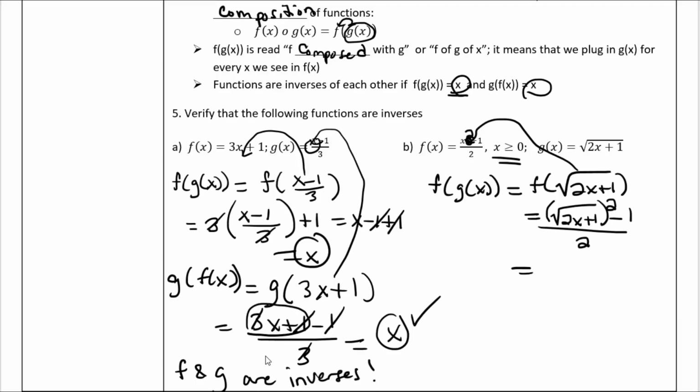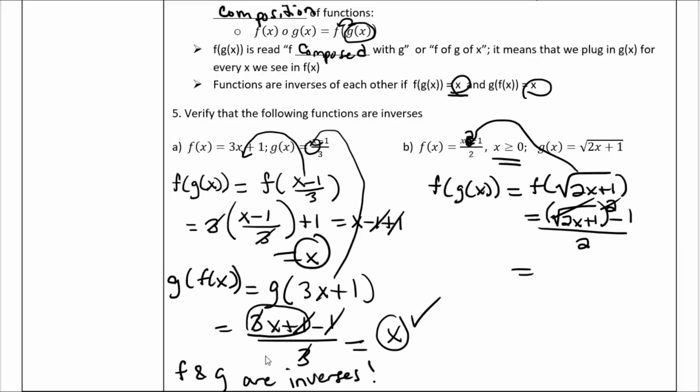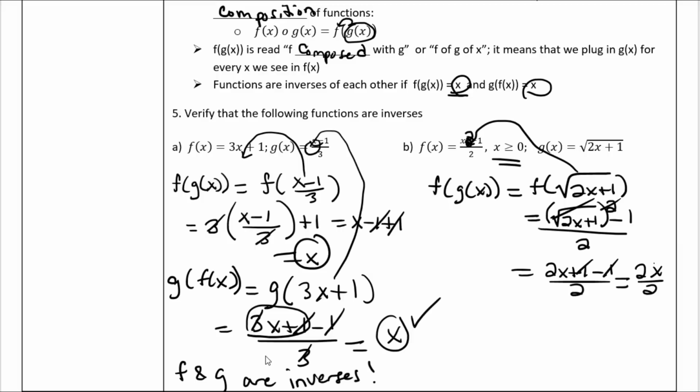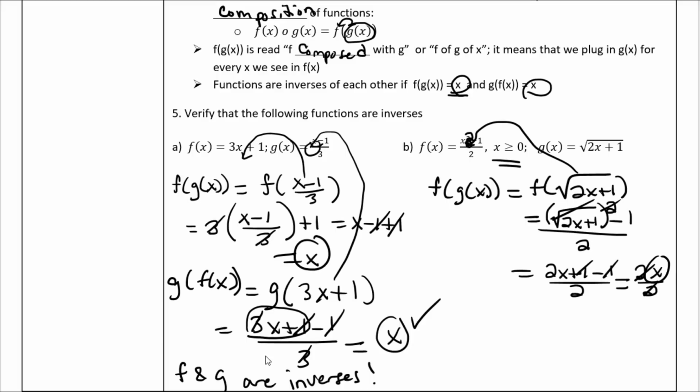Now that gets rid of the square root of 2x plus 1. So now this becomes 2x plus 1 squared. The squared and the square root cancel because they're opposites of each other. So now we have 2x plus 1 minus 1 over 2. 1 and negative 1 cancel, so we have 2x over 2. Notice that the 2's also cancel, so it leaves us with x. That's exactly what we want to show that they're inverses.